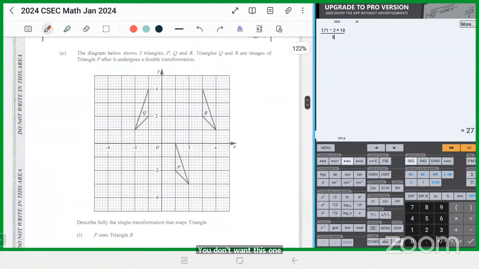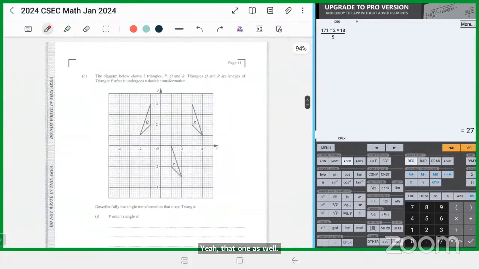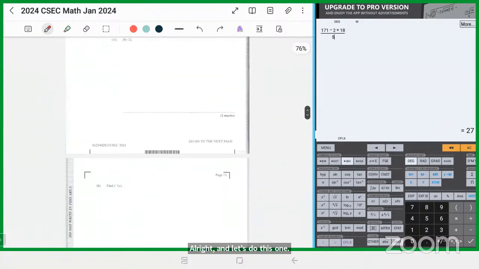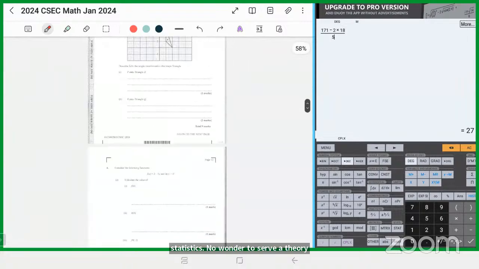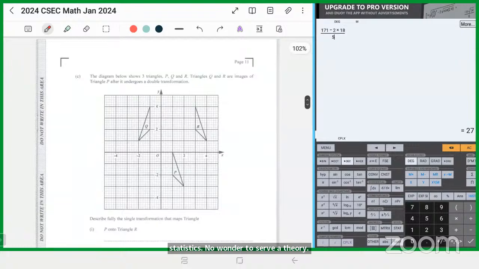All right, let's do this one. Then we're going to do the statistics. Then we're going to do the circuit theory. Somebody also wants the bearings. More maths equals better maths. Let's do it.